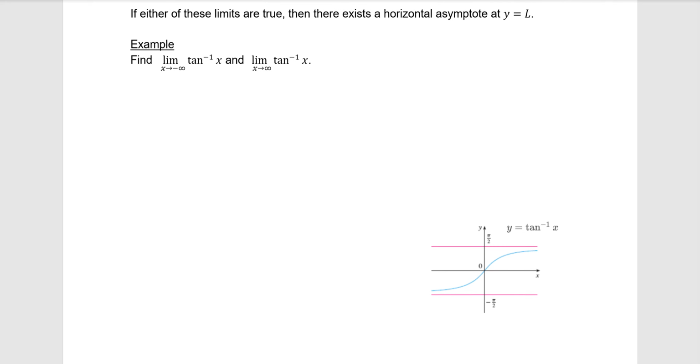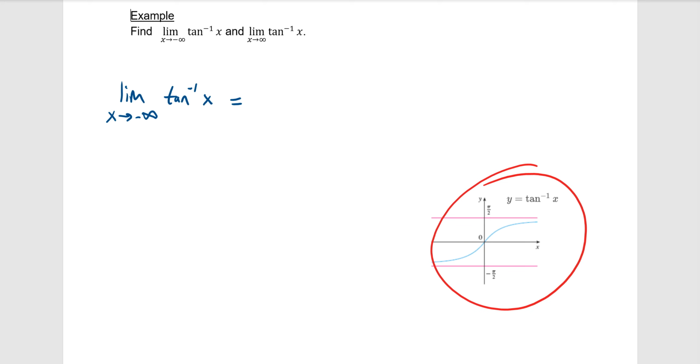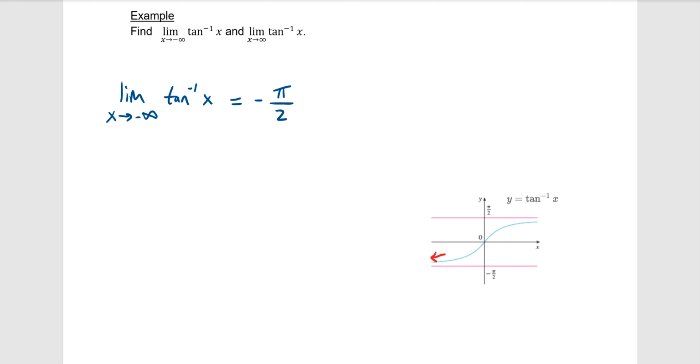Let's see an example. Let's find the limit of tangent inverse as x goes to negative infinity and as x goes to positive infinity. Taking a look as x approaches negative infinity first, we actually have the inverse of tangent graphed for us here, and we can see that as x goes to negative infinity, the y values are approaching this horizontal tangent line, which is at negative pi over 2. So that's going to be negative pi over 2.